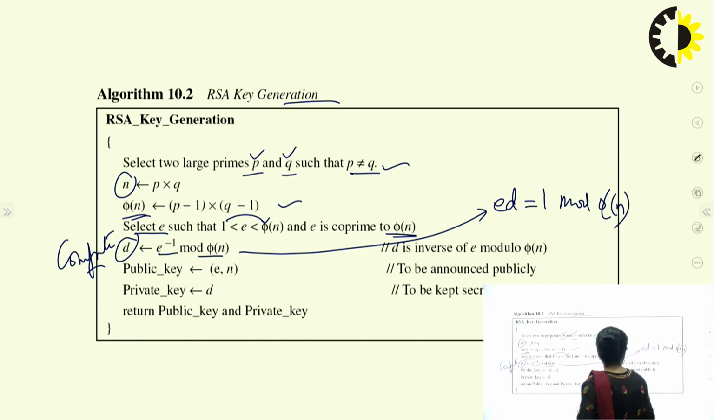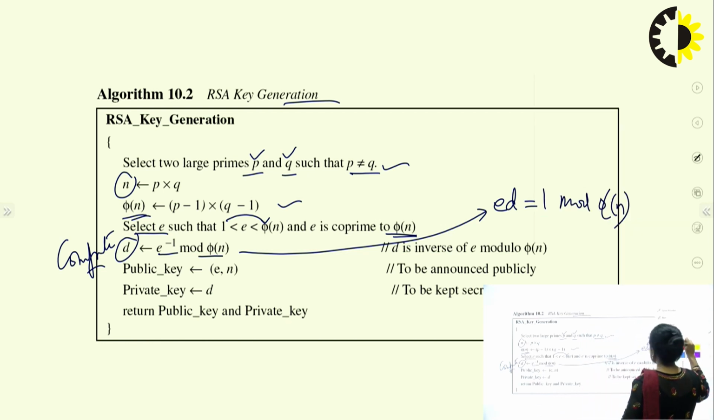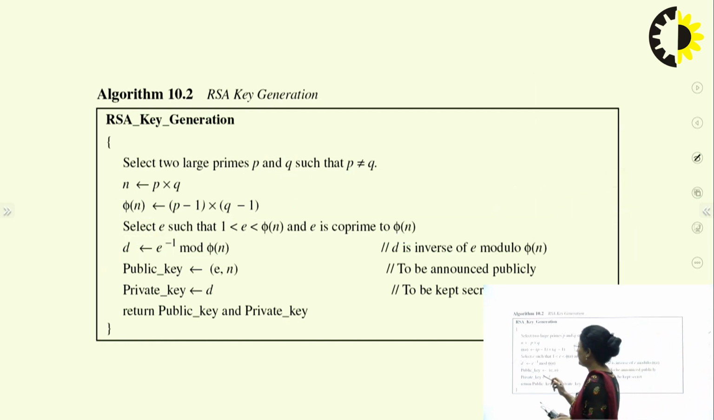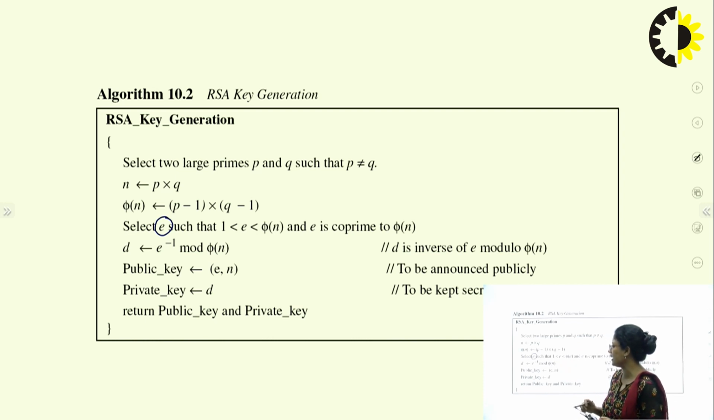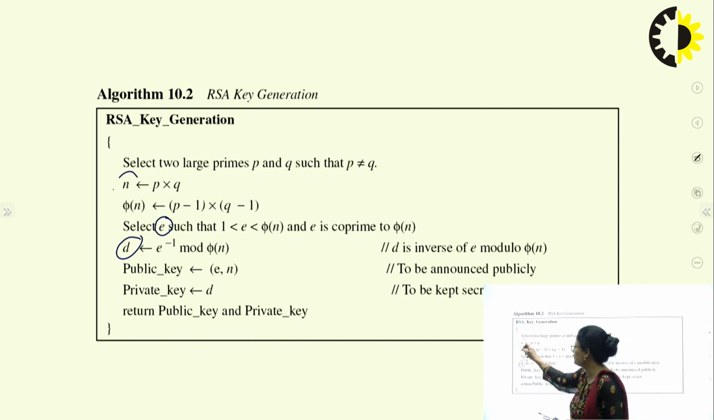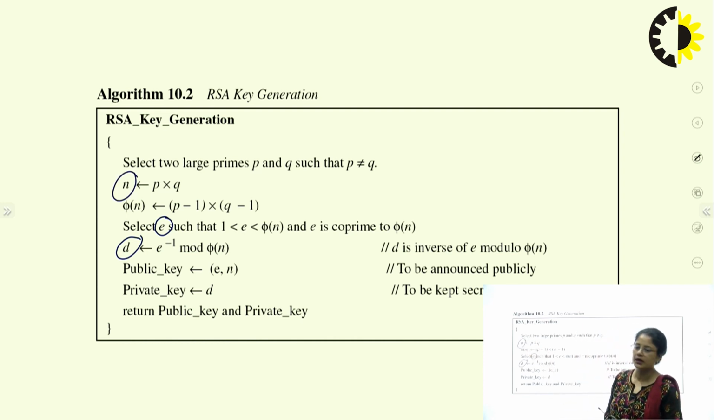Now, if you look at this particular stage right now, what are the values we know? We know the value of E, which is a value that we have chosen between 1 and phi of n. We know the value of D, which is basically the inverse of E, and we know the value of n, which is basically the product of P and Q.